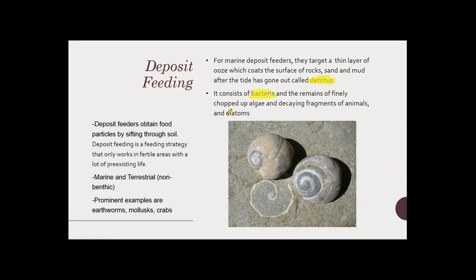Oh, and this word here, diatoms, are single-celled plants, basically. Single-celled organisms that are plants.